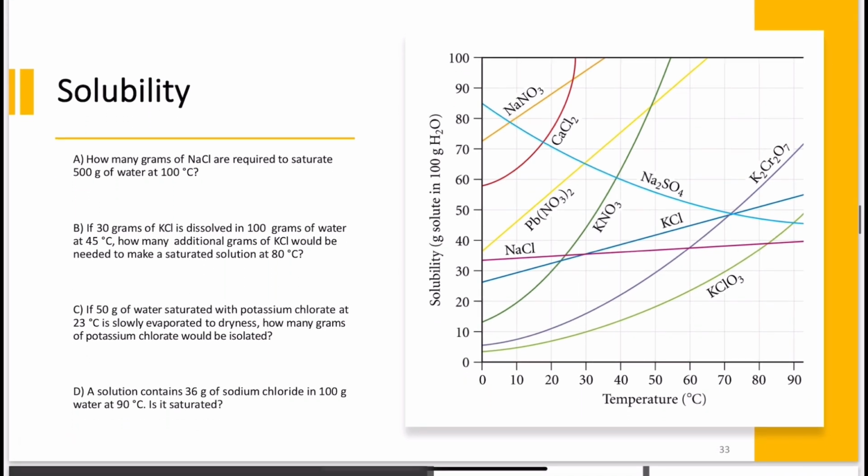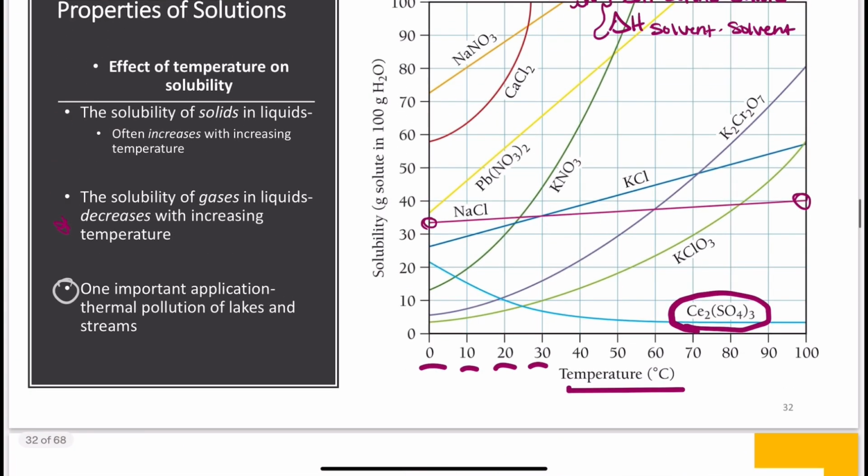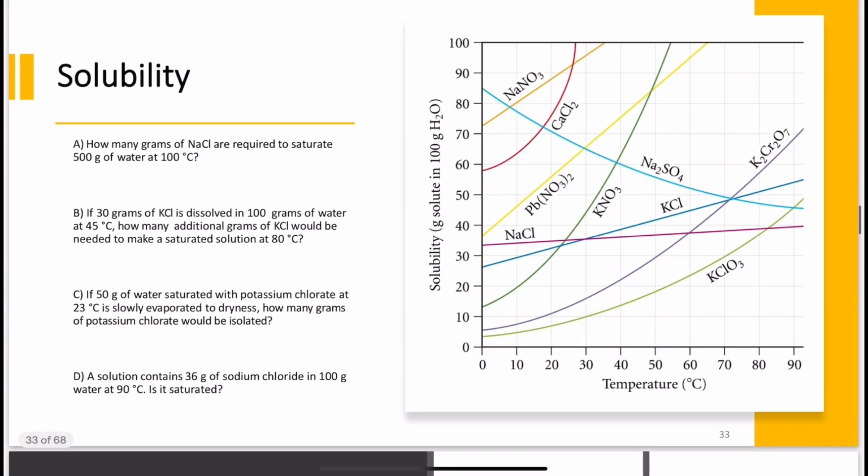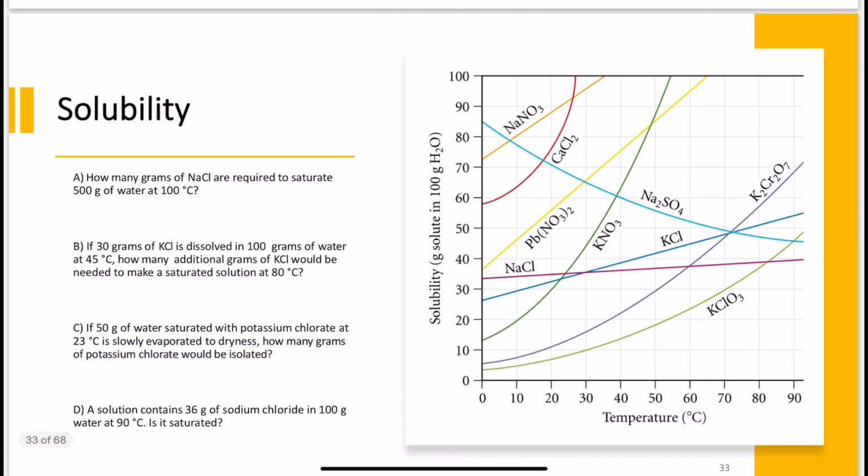How can I apply this though? What does this graph mean and how can I look at it? It is slightly cut off. Up here we see it does go up to 100, and down here we see it's slightly lower. Just the way I have the slide formatted, it cut it off a little bit, but it does go up to 100 degrees Celsius. Again, the grams of solute in 100 grams of water.